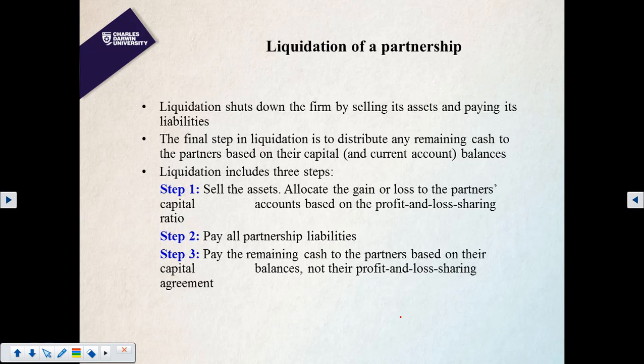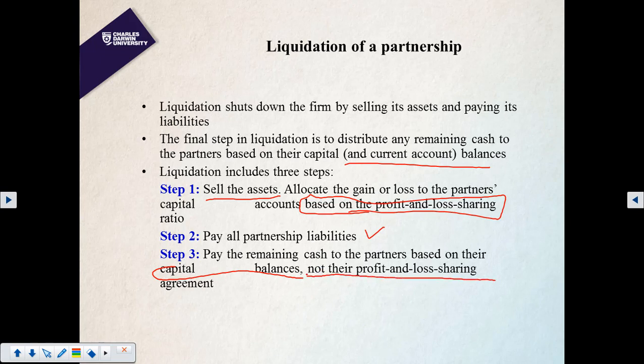Liquidation shuts down the firm by selling its assets and paying its liabilities. The final step in liquidation is to distribute any remaining cash to the partners based on their capital account balance. Liquidation includes 3 steps. First of all, sell all the assets and allocate the gain or loss to the partners' capital accounts based on the profit and loss sharing ratio. Second, pay all partnership liabilities, and then third, pay the remaining cash to the partners based on the capital balance. The important thing is that it is not their profit and loss sharing agreement.